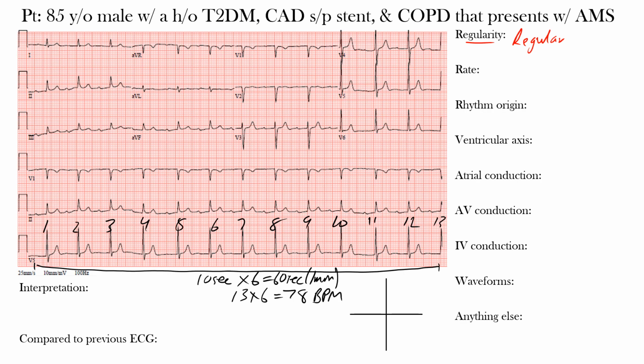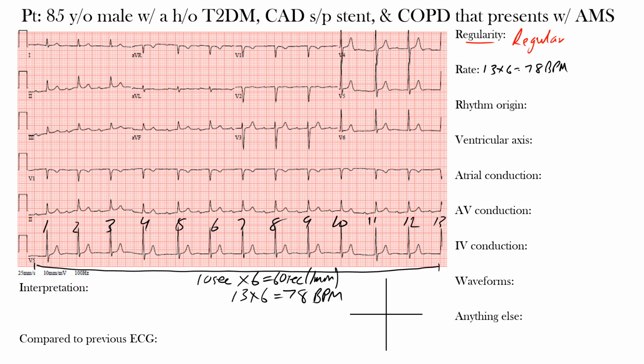Okay, so what we got here was an average, 13 times 6, we'll write it here for you, is 78 beats per minute, okay? And because we're dealing with a regular rhythm here, we can also use another way to find this rate.